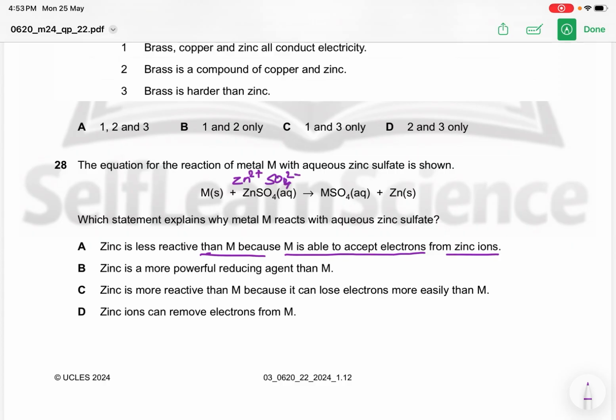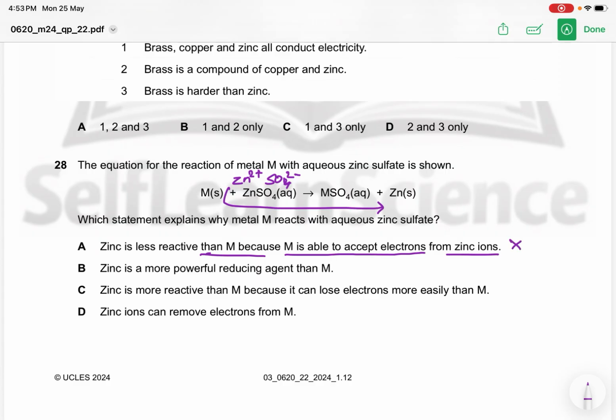This Zn2+ gets converted to Zn. So M is not accepting electrons from zinc. Basically, it is giving its own electrons to zinc. So first option is not correct.